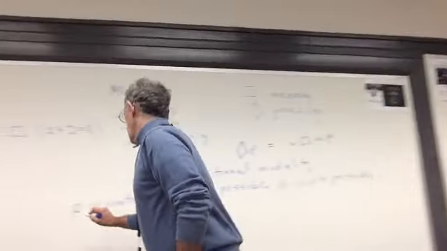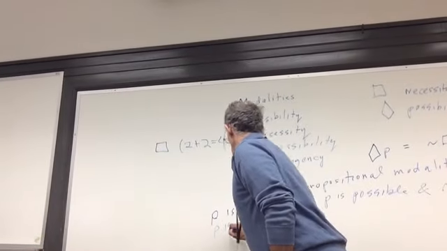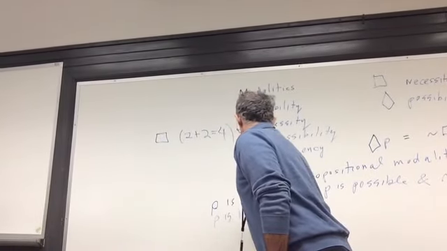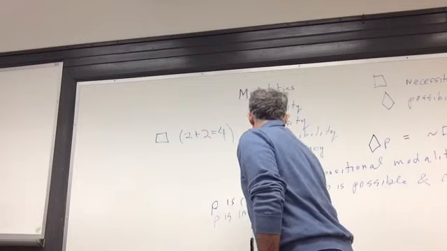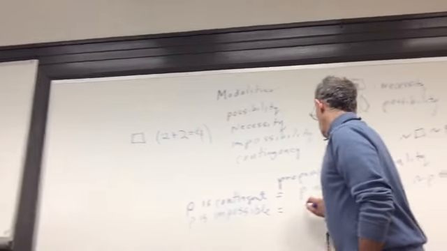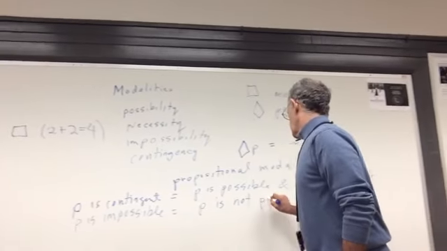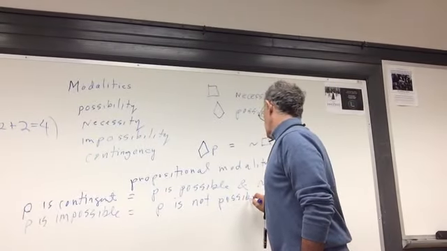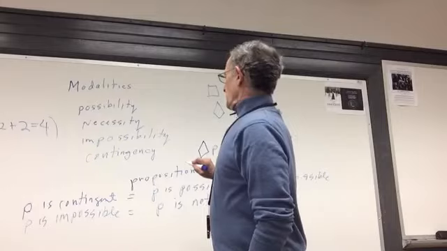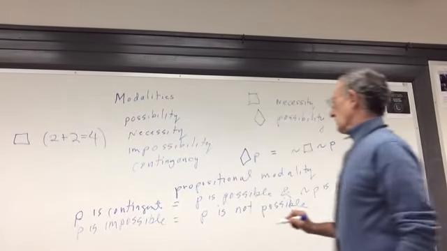P is impossible says P is not possible. What did you mean when you wrote P is contingent?